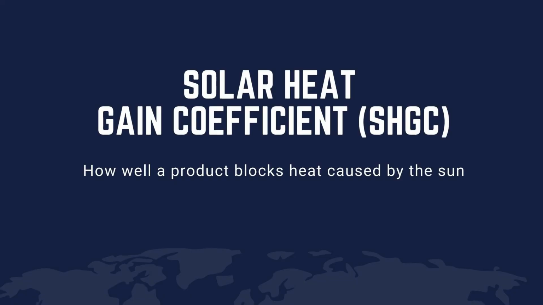Next is solar heat gain, or the solar heat gain coefficient. We'll just call it SHGC, and it measures how well a product blocks the heat caused by sunlight. SHGC is expressed in a number between 0 and 1. The lower a window's solar heat gain coefficient, the less solar heat transmits into the house. In colder climates, you want an SHGC somewhere in the mid-0.20s, since you have a longer heating season. But in the southern or warmer climates, you want a solar heat gain coefficient in the high teens, like 0.19, let's say, because you have a longer cooling season.